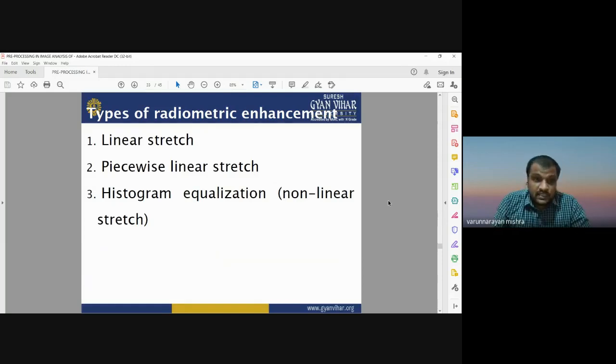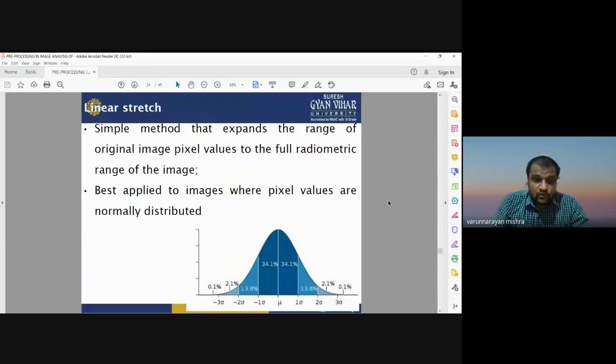Linear stretching is the simplest and most widely used method; it expands the range of the original pixel values to the full radiometric range of the image. So what happens in linear stretching? Suppose initially your image has a pixel value range from 50 to 100. If your image is 8-bit, its range should be 0 to 255. So the actual range, 50 to 100, will be expanded to the entire radiometric range of the image, from 0 to 255.